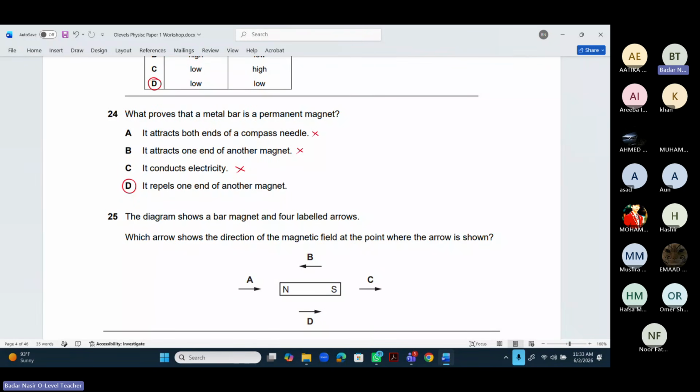The diagram shows a bar magnet and four labeled arrows. Which arrow shows the direction of the magnetic field at the point where the arrow is shown? So magnetic field lines always travel from north towards south; they come out of the north and enter the south. So the correct option is D.